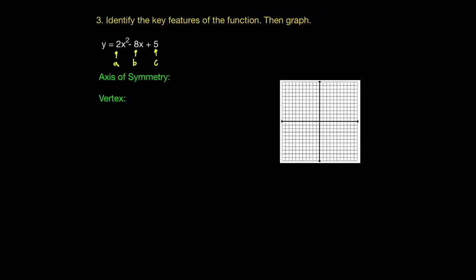Okay, next I am going to calculate the axis of symmetry, and we can do that by calculating -b over 2a. So my b value is -8, so here we have -8 divided by 2 times a, which is 2. So we get 8 divided by 4, which gives us 2. So the axis of symmetry is going to be 2.